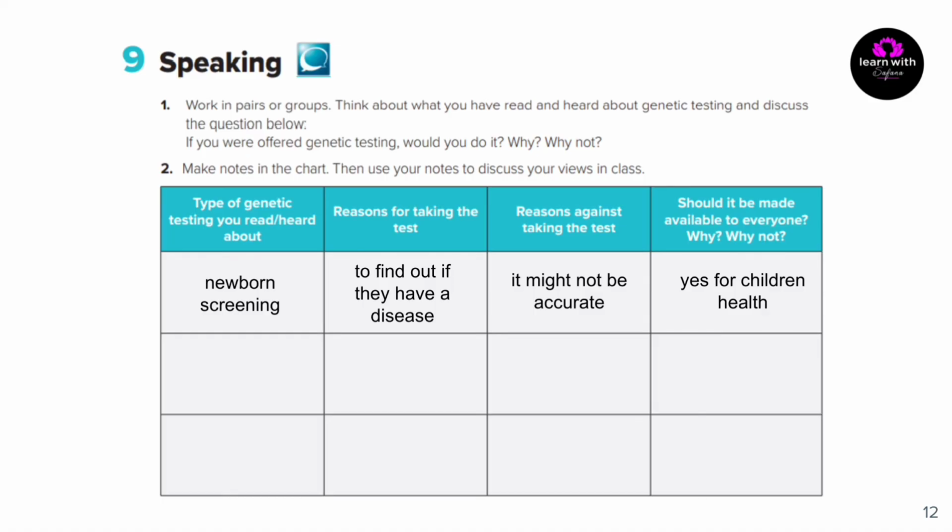Number 9 speaking. Number 1. Work in pairs or groups. Think about what you have read and heard about genetic testing and discuss the questions below. If you were offered genetic testing, would you do it? Why not?